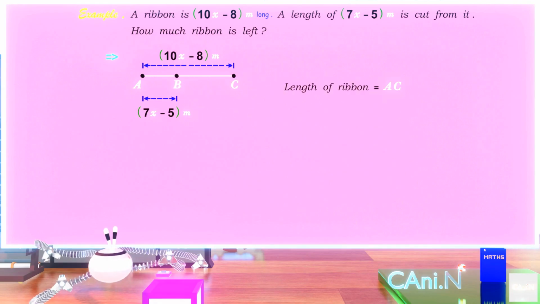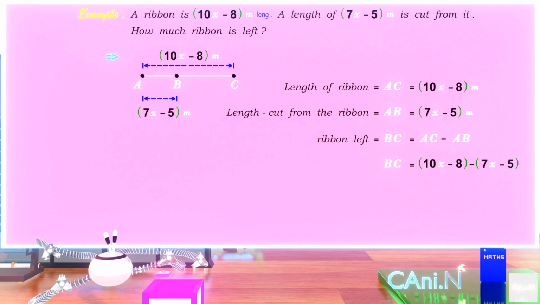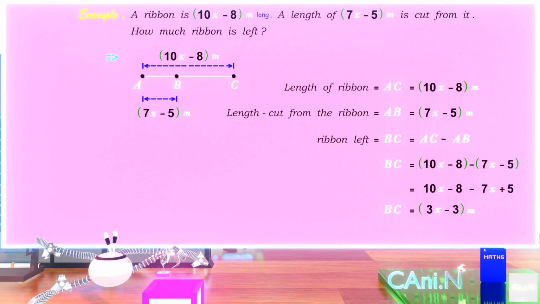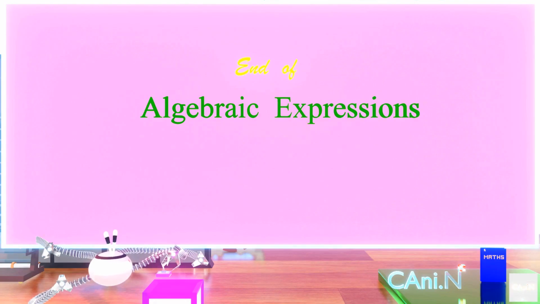So, length of ribbon equals AC equals 10x minus 8 meters. Length cut from the ribbon equals AB equals 7x minus 5 meters. Ribbon left equals BC equals AC minus AB. BC equals 10x minus 8 minus 7x minus 5. Therefore, BC equals 3x minus 3 meters. This ends our topic on algebraic expressions.